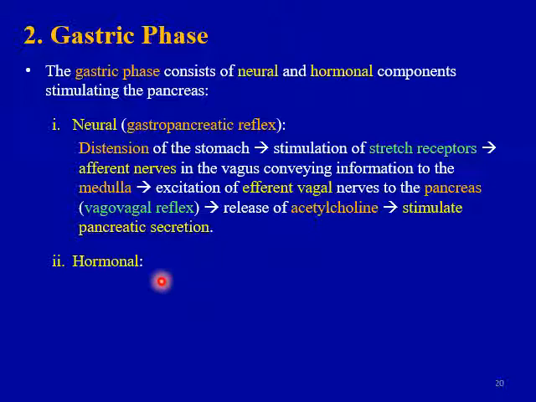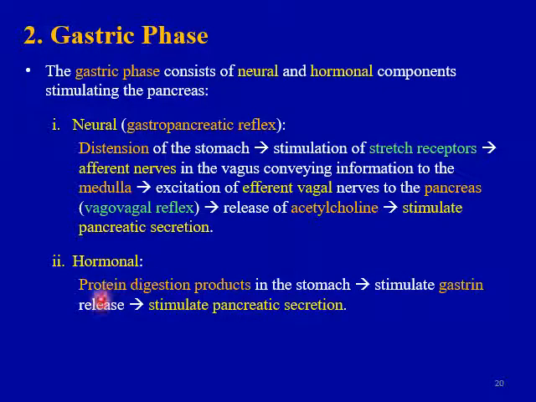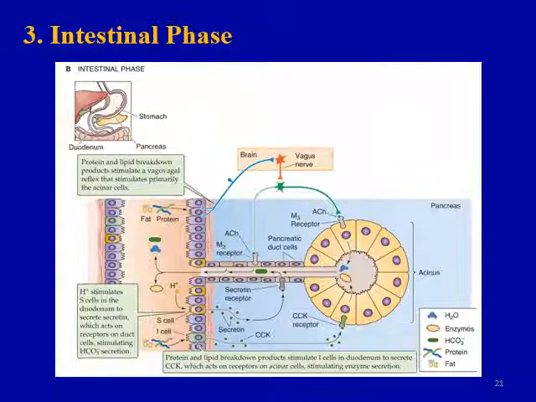Another part of the gastric phase is mediated by hormones. Protein digestion products in the stomach will stimulate gastrin release, and gastrin circulating in the blood will reach the basolateral membrane of the acinar cells that have the CCK1 receptors. So they will be stimulated to release the digestive enzymes.